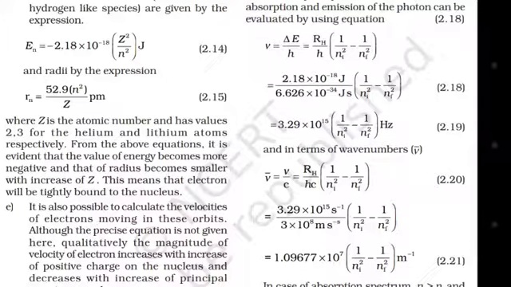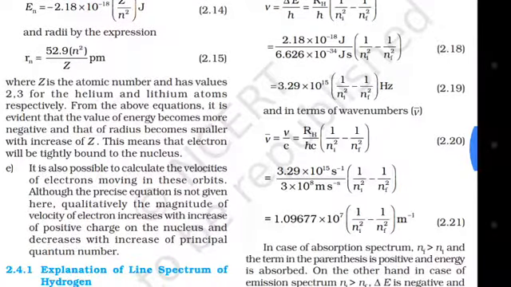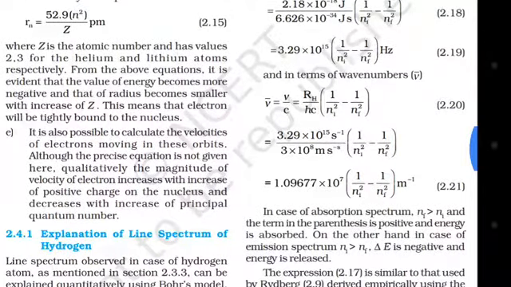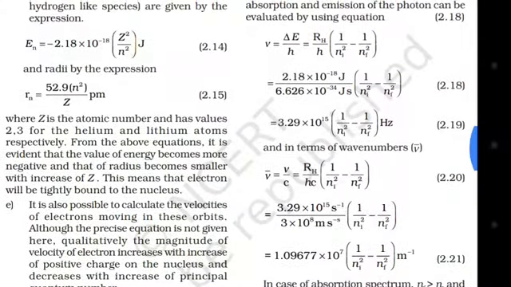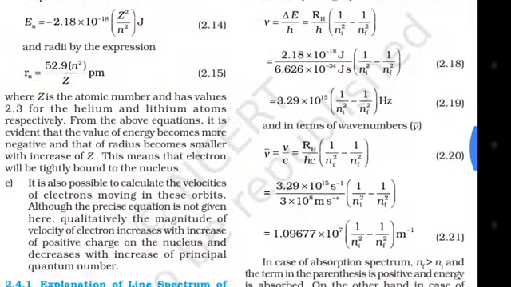This is equation 2.19. And in terms of wavenumber, ν̄ = ν/c = (RH/hc)(1/ni² − 1/nf²). This is equation 2.20, equal to 3.29 × 10^15 s^−1 / 3 × 10^8 m s^−1 × (1/ni² − 1/nf²) = 1.09677 × 10^7 (1/ni² − 1/nf²) m^−1. This is equation 2.21. धड़ाधड़ एक के बाद एक equation.